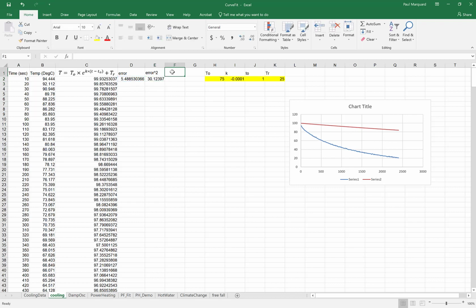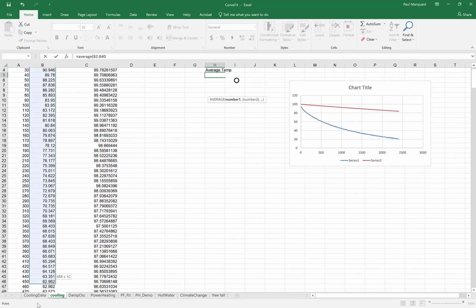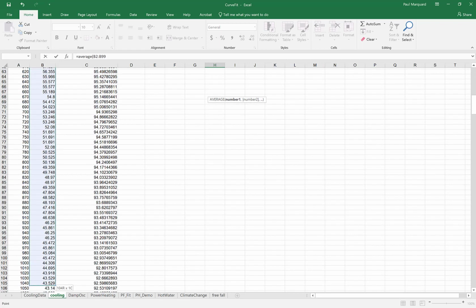And then the other thing I need is the difference or the deviation, and that needs to have the average of the temperatures. So I need to find out what's the average temperature. So let's just put that in here, average temperature, and that's going to be equal sign average, and then all of this good stuff here. So I highlight all those temperatures.